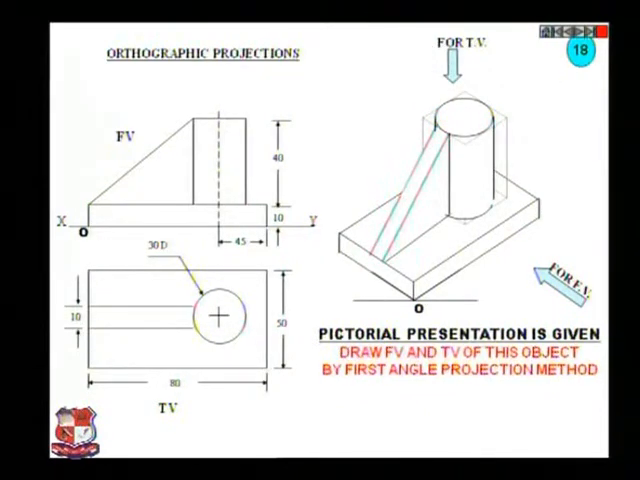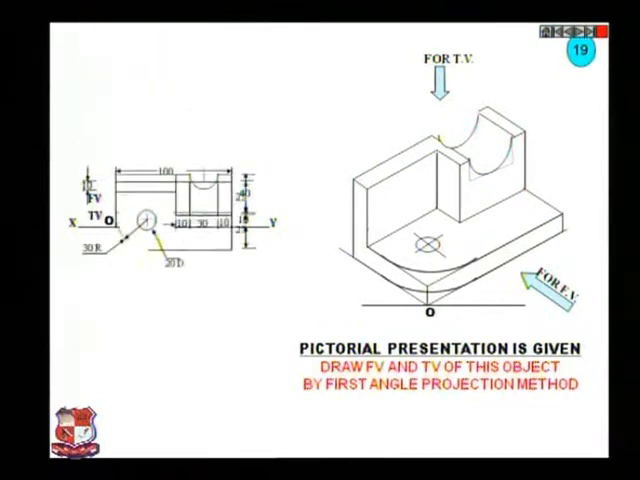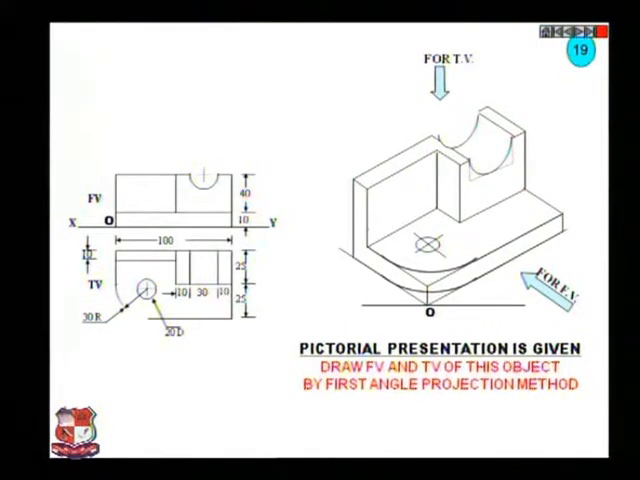So this is orthographic projections of this object. Now one more object. This is the pictorial representation of this object. Front view, top view. Draw XY line, draw its front view, draw its top view. I hope you would be able to draw all these views on your own in your drawing sheet.